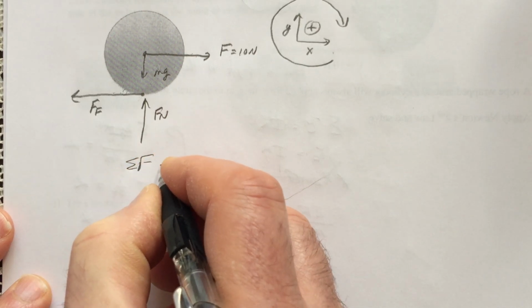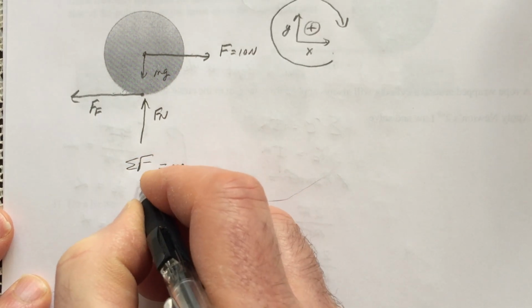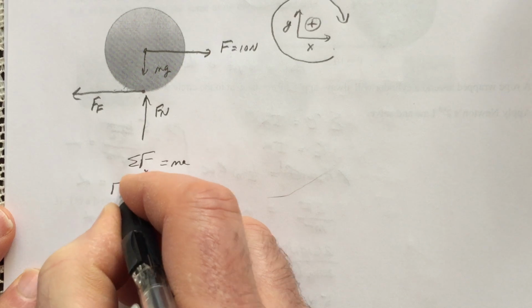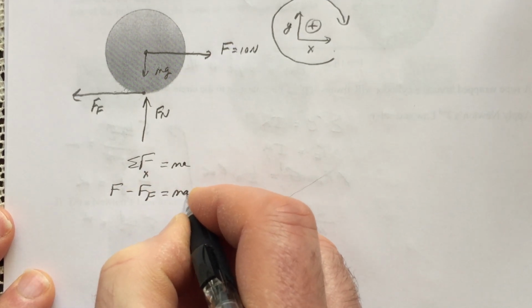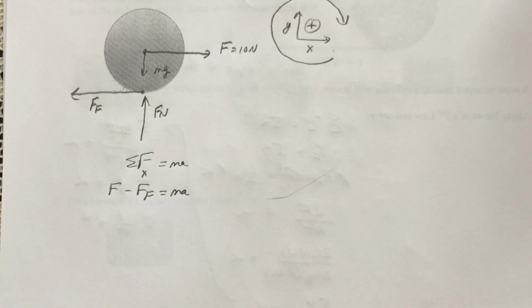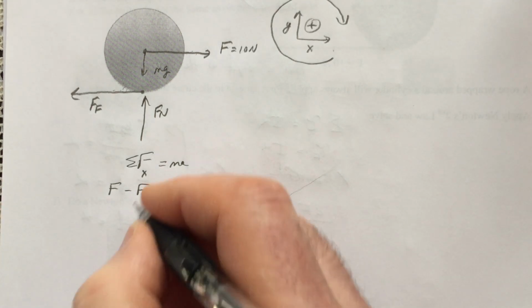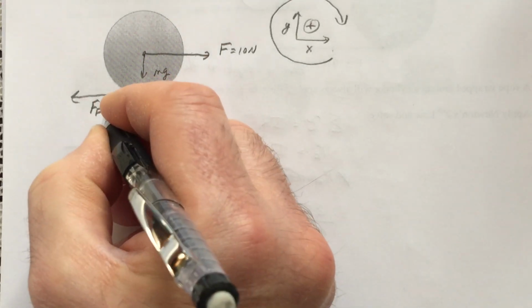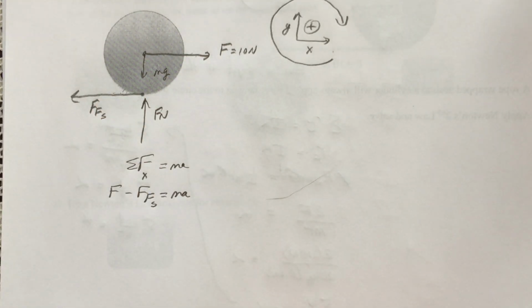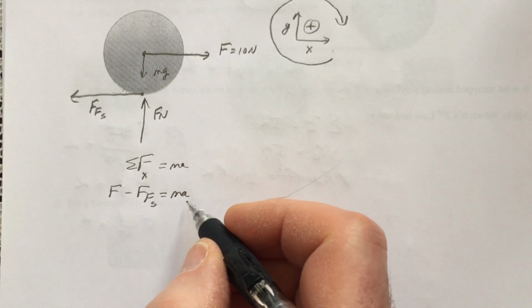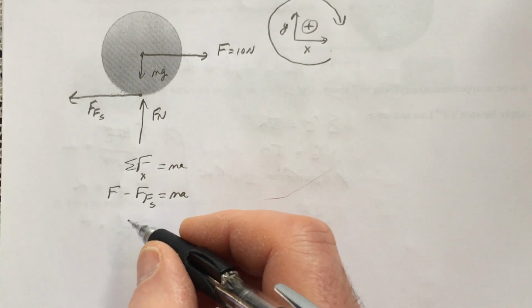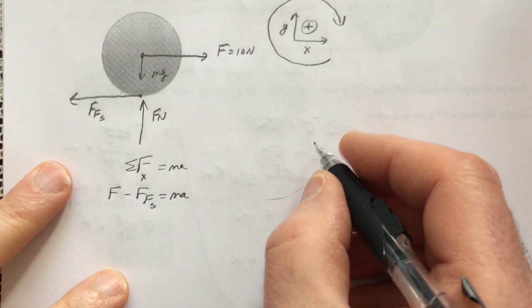Sum of the forces equals ma, and that's going to be in the x. Now you're going to get your force minus your force of friction is going to be equal to your mass times your acceleration. That works out pretty nicely. And let's put an S there because it is static friction. The thing's not sliding. You don't know what the force of friction is, so you can't really work out what the acceleration is. However, we do know this.